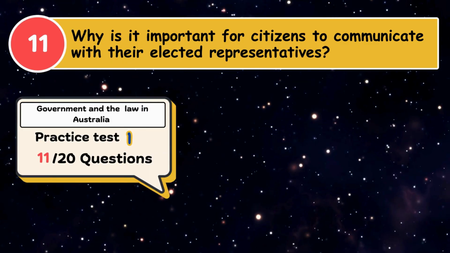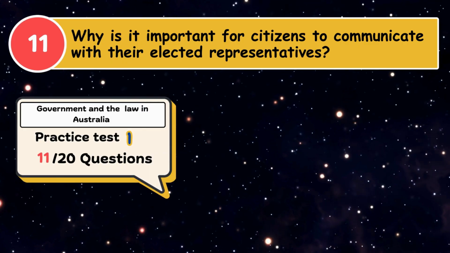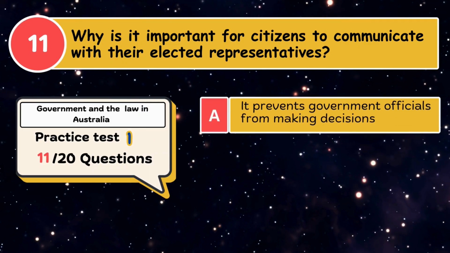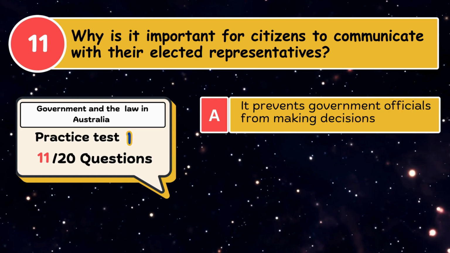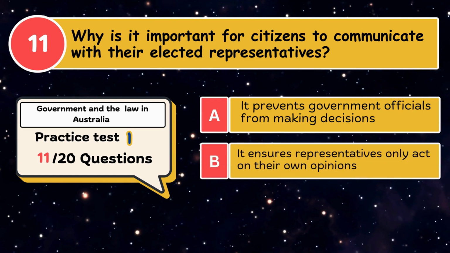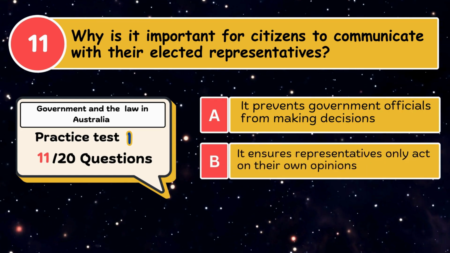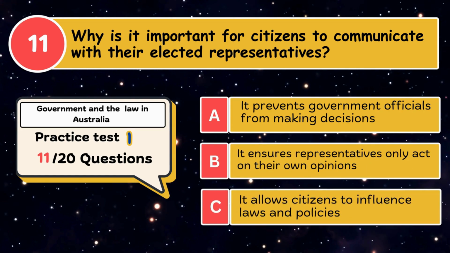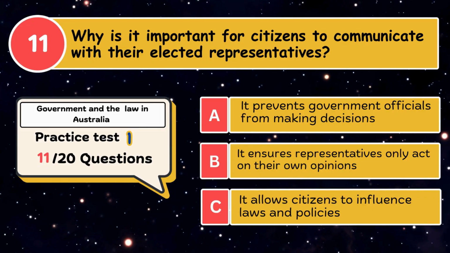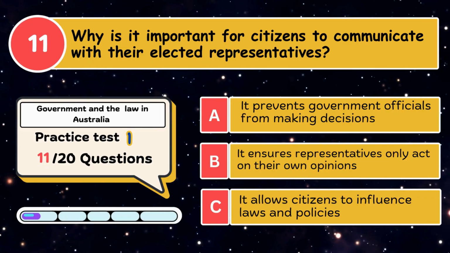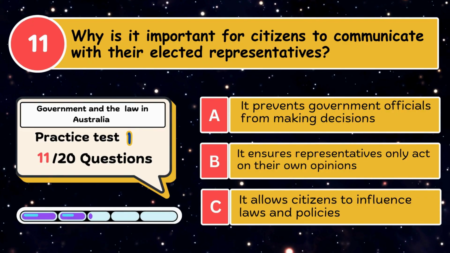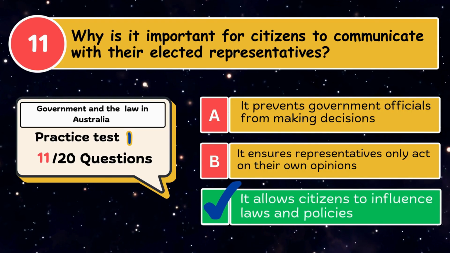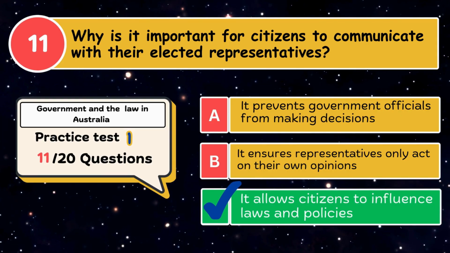Why is it important for citizens to communicate with their elected representatives? A. It prevents government officials from making decisions. B. It ensures representatives only act on their own opinions. C. It allows citizens to influence laws and policies. The correct answer is it allows citizens to influence laws and policies.